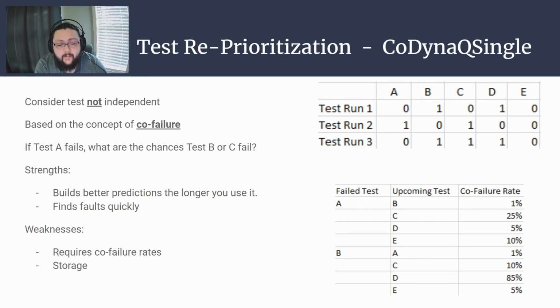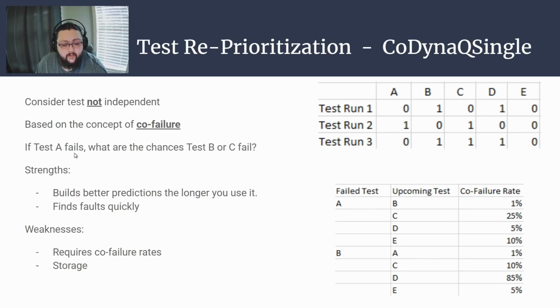The core concept is that most regression testing methods consider test cases to be independent, meaning that the result of one test has no effect on the result of another. The group behind CoDynaQ, however, argues that test cases should not be viewed as independent. This means that they believe there is a link between the result of separate tests. This concept is called cofailure. You can view an example of cofailure here.